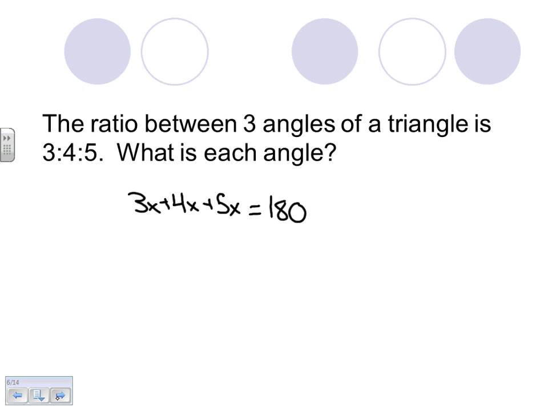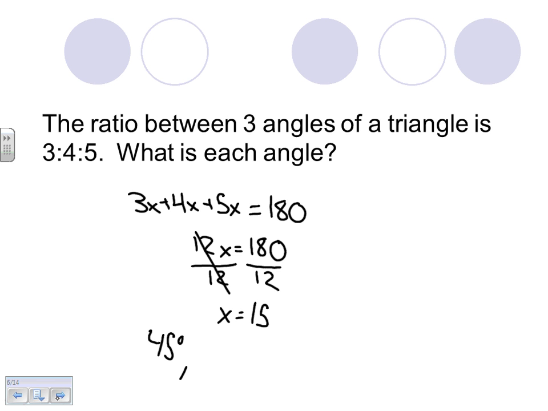3 plus 4 plus 5, so 12x equals 180. Then 180 divided by 12 is 15. So what is 15? What is that number? Remember, we got to multiply them all by it. So now I do that. 3 times 15, 45, thinking ahead. 4 times 15. And then final one, 5 times 15.